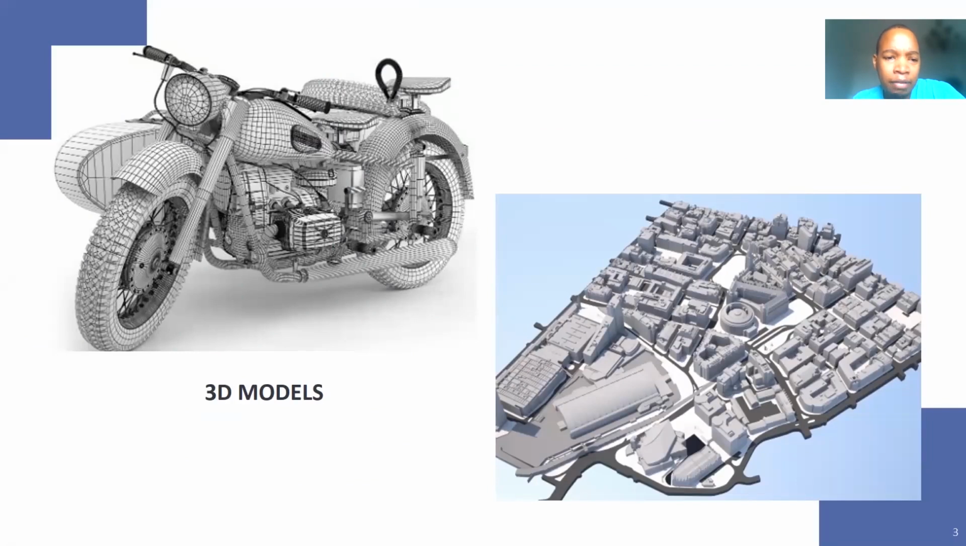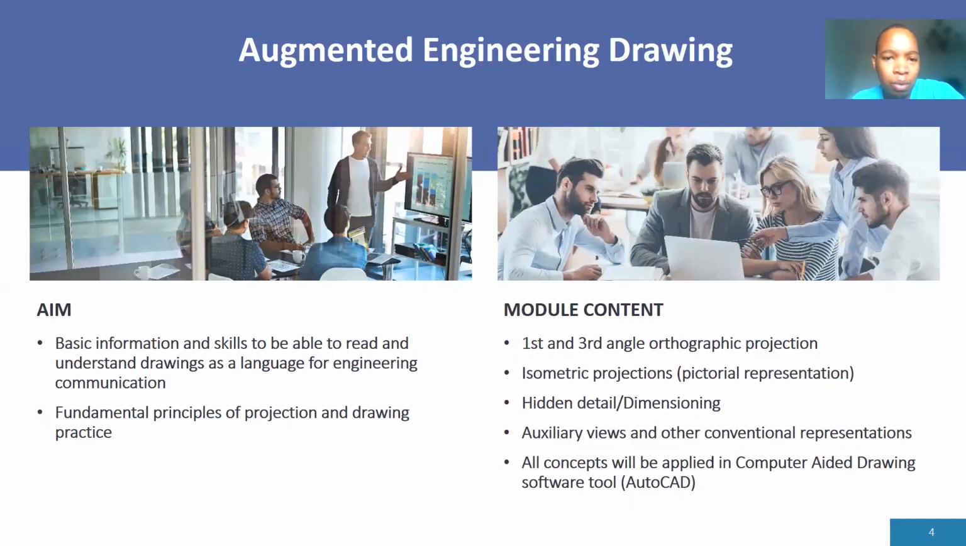Later on, in the second semester, you'll reach a stage where you're going to be building 3D models, and the skills that you're going to be learning in the augmented engineering drawing course will be valuable in helping you have the fundamentals for you to develop these complex 3D models at a later stage. Now, when we look at the augmented engineering design course, a drawing course, the aim is for you to develop basic information skills to be able to read and understand drawings as a language for engineering communication.